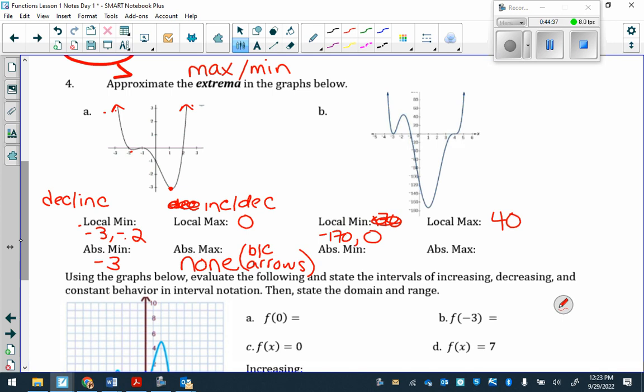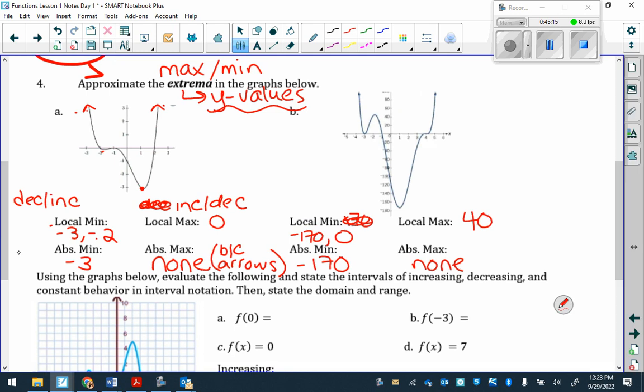Yeah, any. -170. Good. Any absolute max? No, because of the arrows again. Okay, good. All right. Okay, so this is after going through all lessons regarding x values. This is where it switches to just y. Okay, so your extrema are your y values. Okay, extrema are your y values.